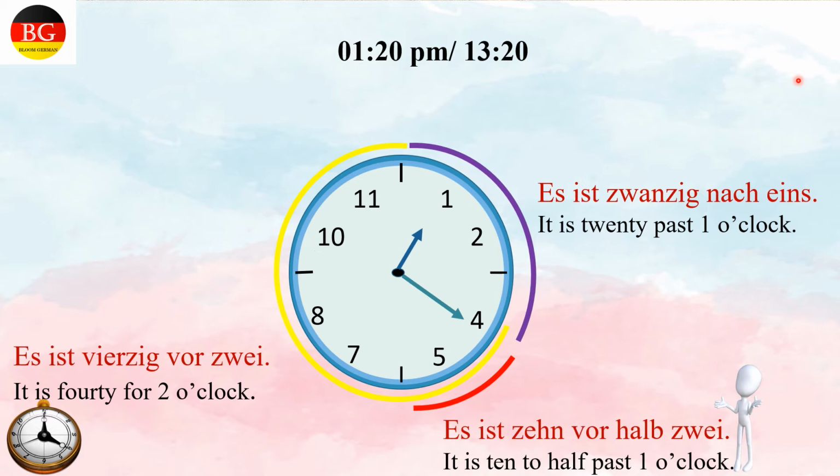Now here I would like to give you tip number 2. In offizielle Zeit, the hour comes first, followed by the minutes. But in inoffizielle Zeit, the minutes come first, followed by the hours. So keeping this in mind, let's move forward.